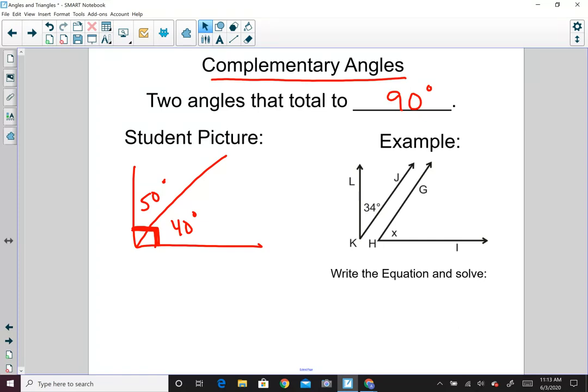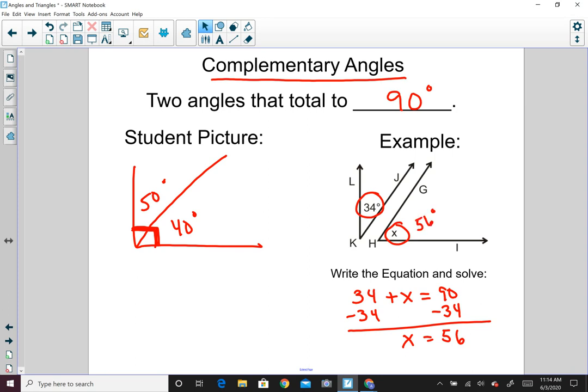So if we look here, I've told you these angles are complementary, which means they make 90 degrees. So this angle plus this angle makes 90. So here's my equation. 34 plus x equals 90. I can now solve that equation. If I subtract 34 from both sides, just like I did all before, I get x equals 56. So this angle is 56 degrees. I found x and I found the angle measure in this case. Complementary angles are two angles that total to 90. They can touch like they do over here, but they don't have to touch.